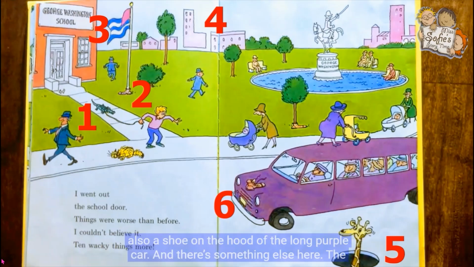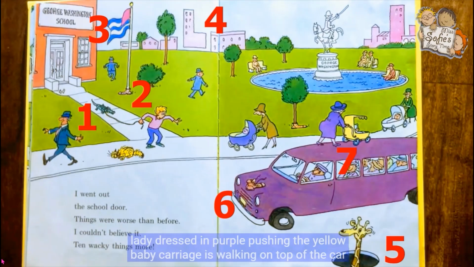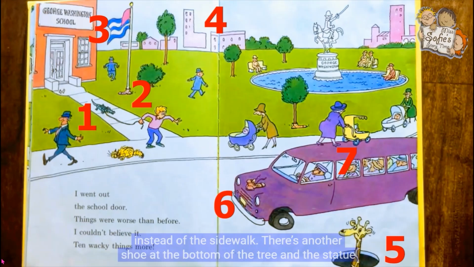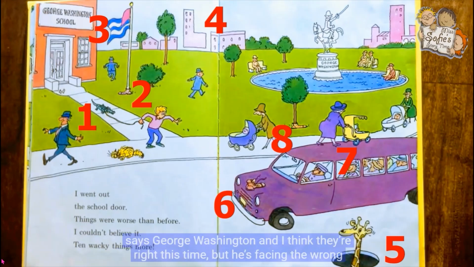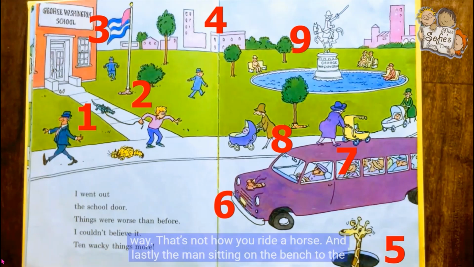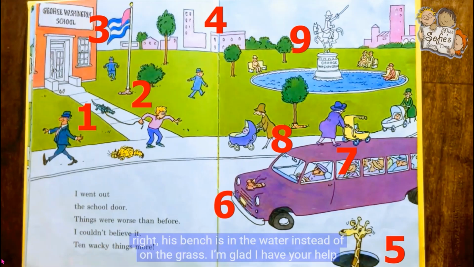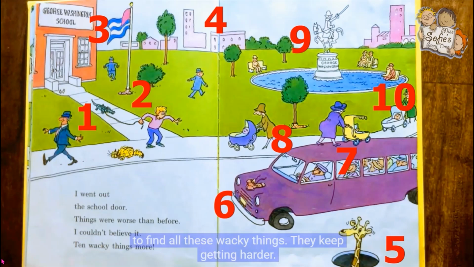And there's something else here. The lady dressed in purple pushing the yellow baby carriage is walking on top of the car instead of the sidewalk. There's another shoe at the bottom of the tree, and the statue says George Washington, and I think they're right this time, but he's facing the wrong way. That's not how you ride a horse. And lastly, the man sitting on the bench to the right, his bench is in the water instead of on the grass. I'm glad I have your help to find all these wacky things.